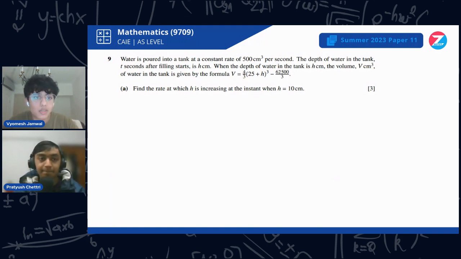So it's: water is poured into a tank at a constant rate of 500 centimeters cubed per second. Immediately note that down. So dV upon dt is going to be 500.